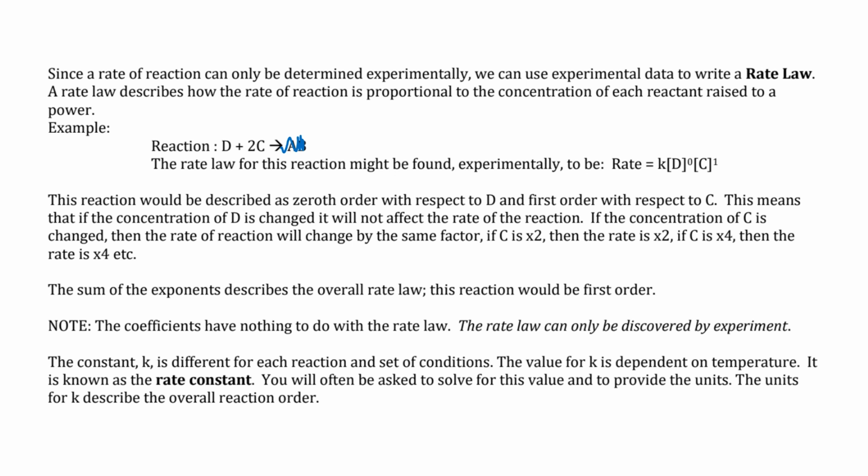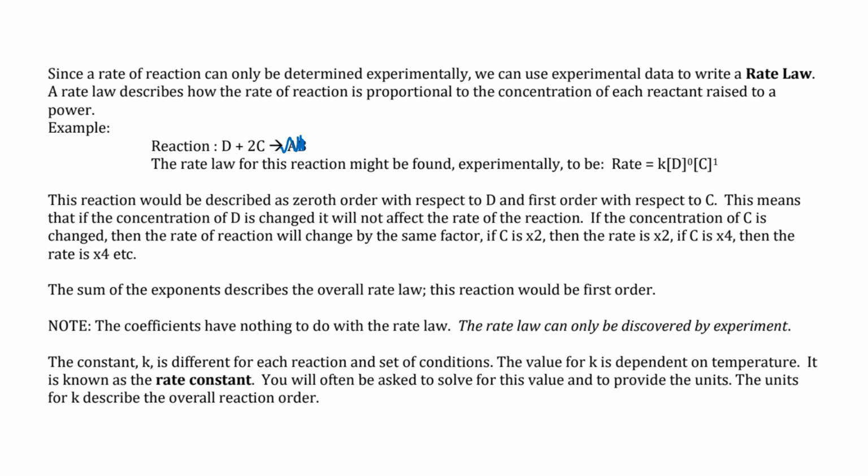If the concentration of C is changed, then the rate will change by the same factor, because this is first order. If I double C, my rate will double. If I quadruple C, my rate will quadruple as well. If you add up the sum of the exponents, you're describing the overall rate law. So this reaction would be first order. 0 plus 1 is 1, so first order rate law in general.